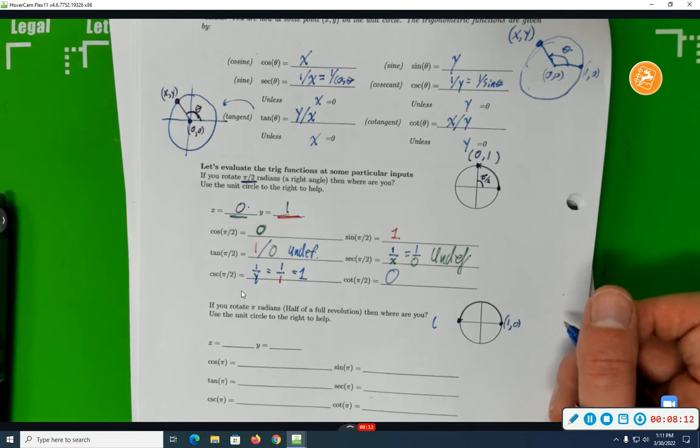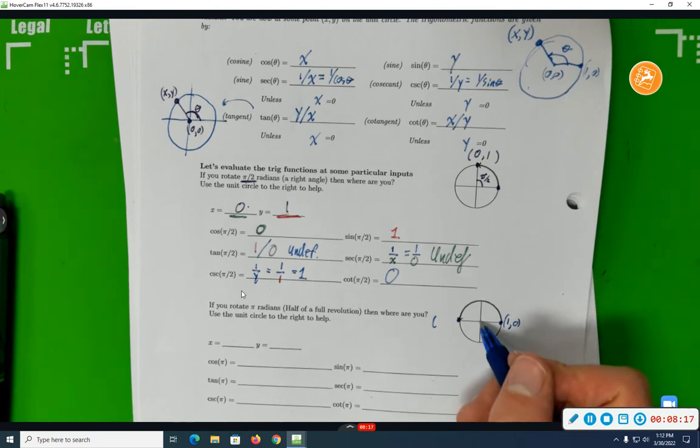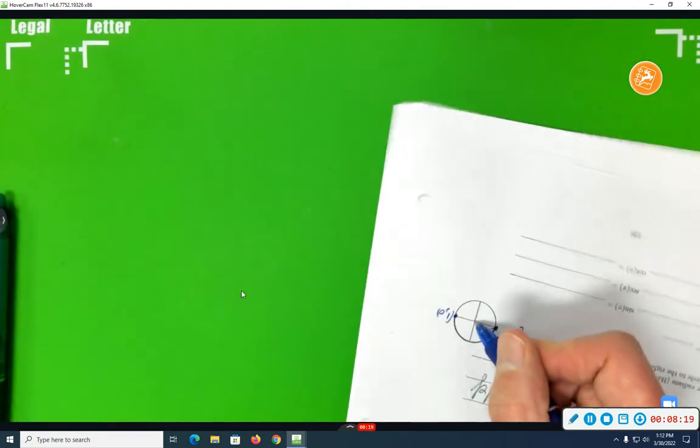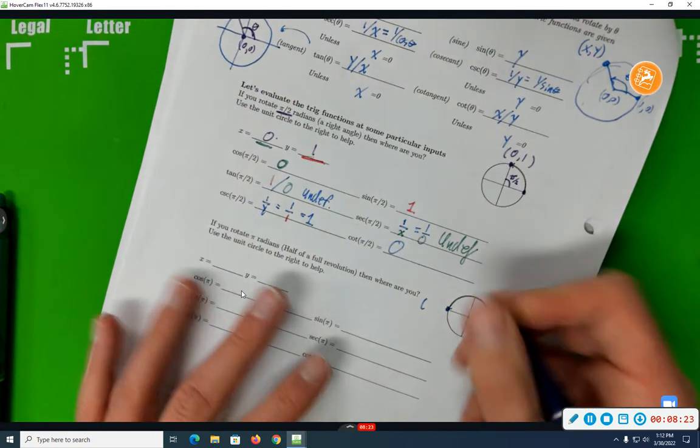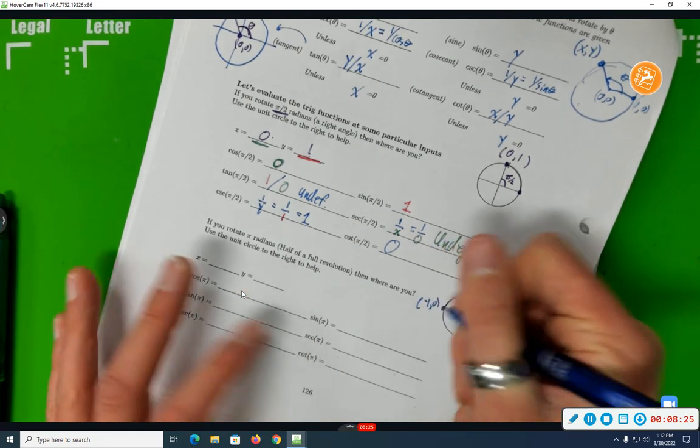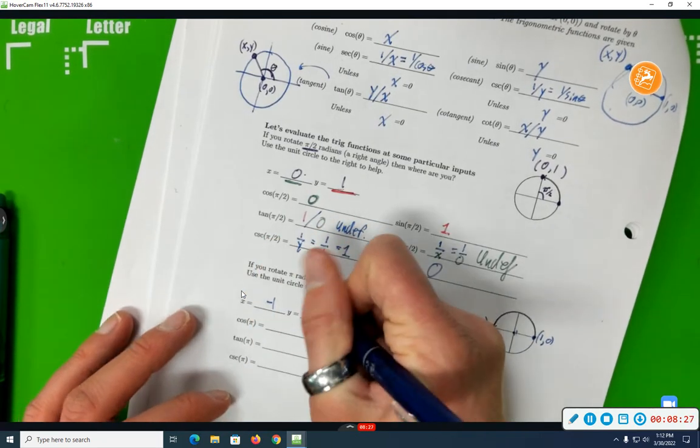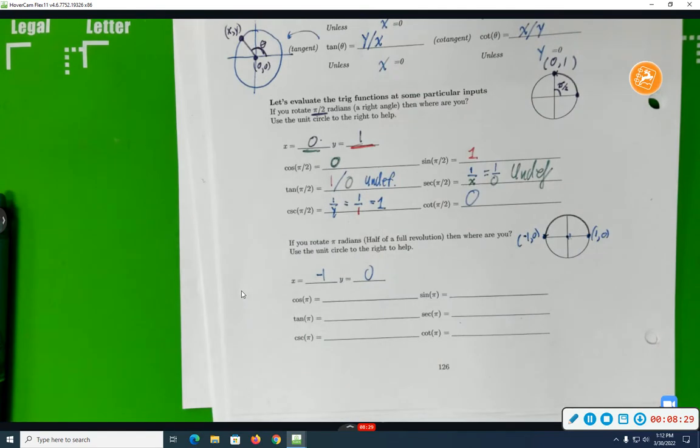Negative 1, 0, right? You've gone half of the way around the circle. So that point at 1, 0, rotated half the way around the circle, will become negative 1, 0. All right. So now I'm going to be quiet for like 2 minutes, and you will tell me what the trig functions are at pi.